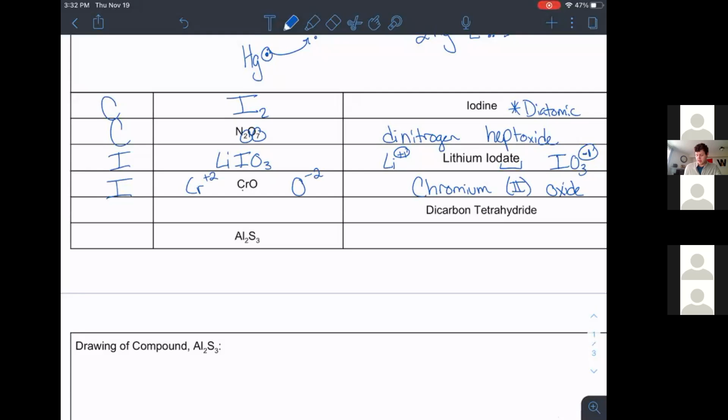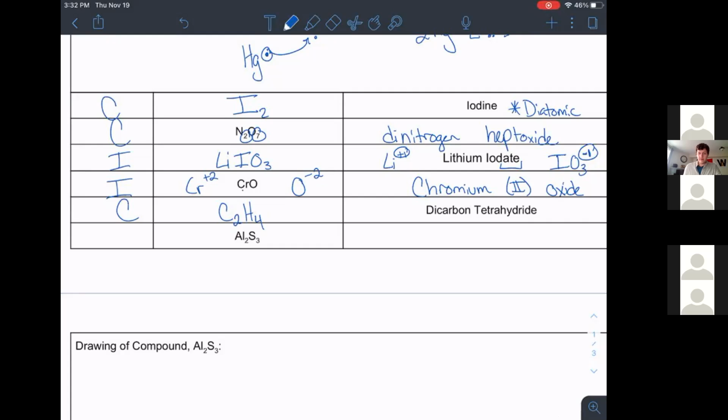The next one, we have carbon and hydrogen, which makes this covalent. There is a di in front of carbon, which means 2 carbons, and tetra in front of hydrogen or hydride, which makes that have 4 hydrogens.